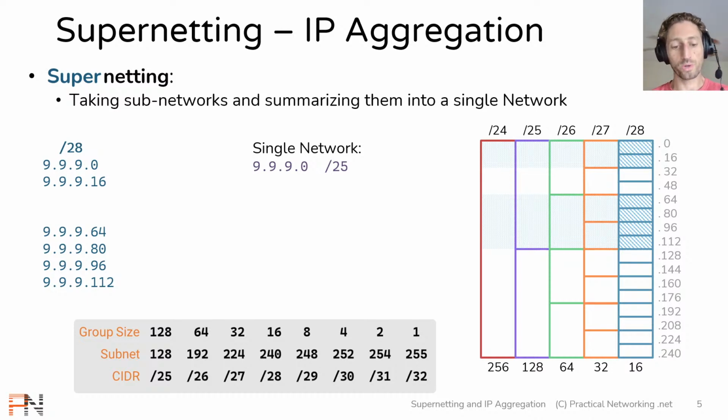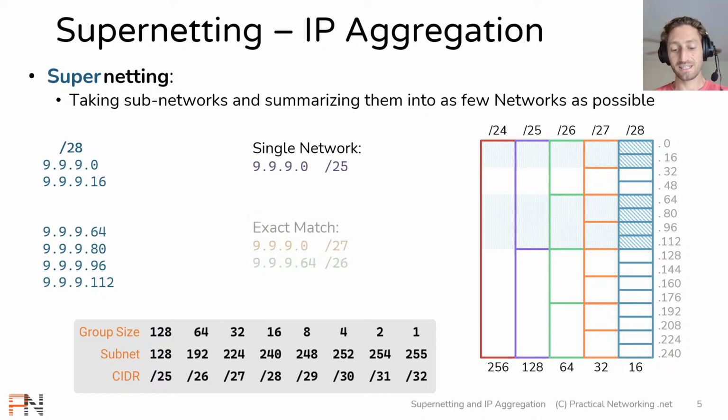Well, unfortunately, with supernetting, every once in a while, you don't have the option of summarizing exactly to one network. Sometimes, if you're trying to solve for an exact match, you have to supernet into as few networks as possible. In this case, the answer to summarize these 6 /28s into their exact matches would be right here. I'd be taking these 2 /28s and summarizing them into this /27. And then I'd be taking these 4 /28s and summarizing them into this /26.